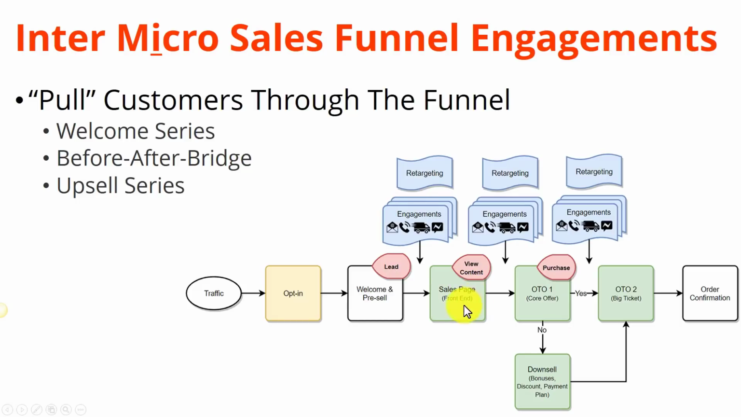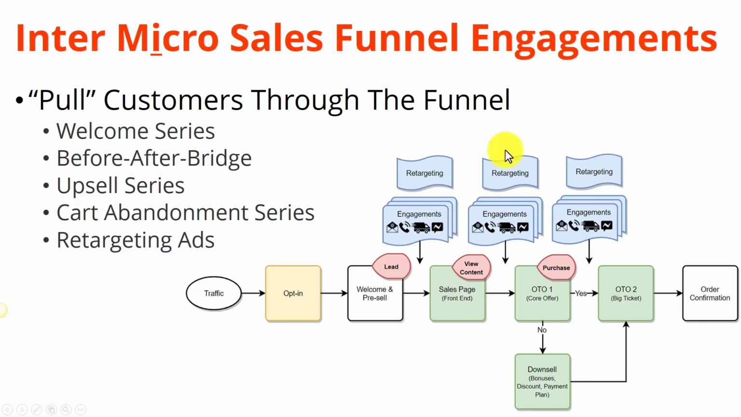And then if they purchase that front end product and they go through your funnel, but they don't buy OTO number 1 or they don't buy OTO number 2, you might want to issue an upsell series to bring them back to whatever offer they did not take. So I have a fill in the blank upsell series down below. And then also I have a cart abandonment series. So you could use that if somebody starts the checkout process but then never completes it. And finally, don't forget to use retargeting ads to also help pull people through the funnels. And so that's just a bit on the micro sales funnel engagements.